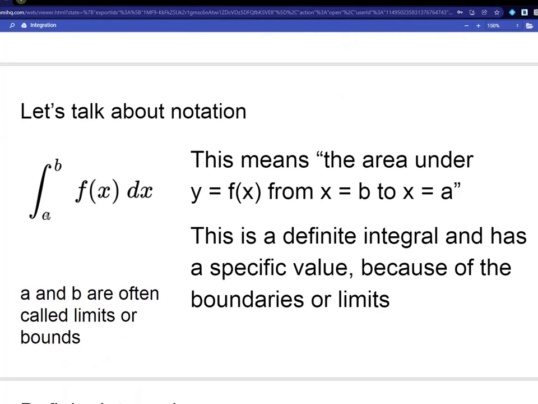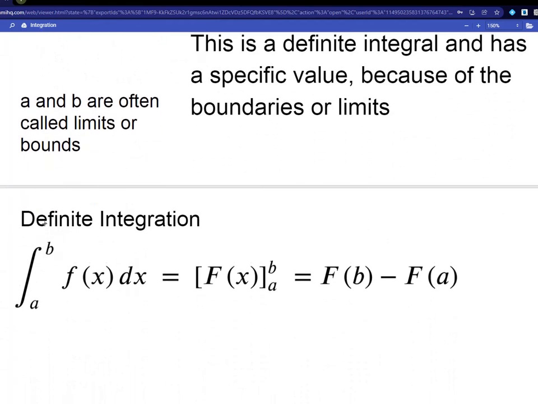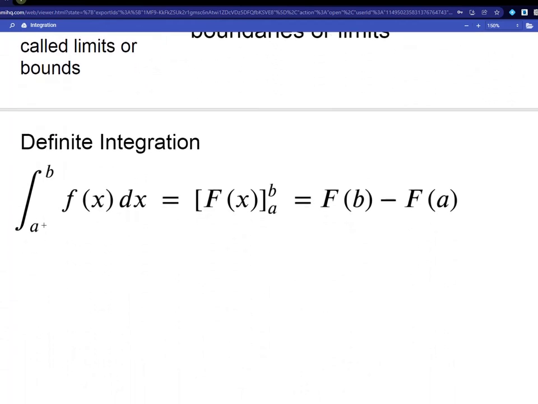Remember here, now we have limits. The biggest limit is always on top, and the smallest limit's always on the bottom. Sometimes what happens is that they ask you to integrate it, and then they give you some limits. And then do you remember how it works? You plug in each limit after you integrate.